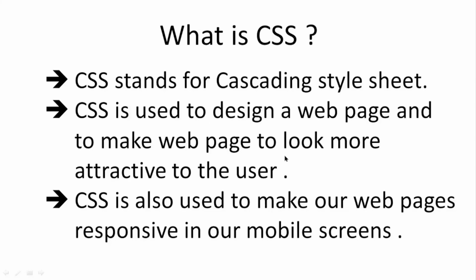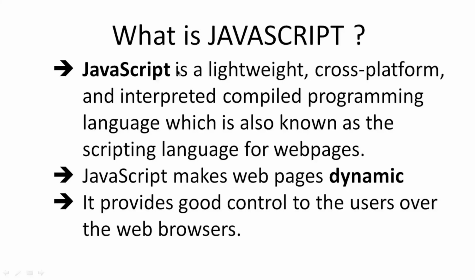So now let's see about JavaScript. So what is JavaScript? So JavaScript is a lightweight, cross-platform, interpreted and compiled programming language, which is also known as scripting language for web pages. So JavaScript is a lightweight and user-friendly programming language, and it is easy to learn, and it is an interpreted and compiled programming language, and is also known as scripting language for web pages.